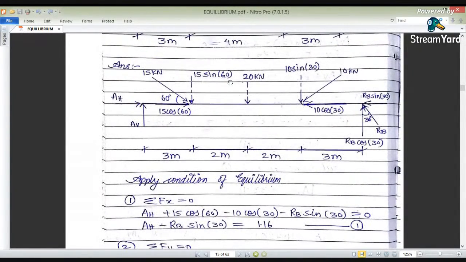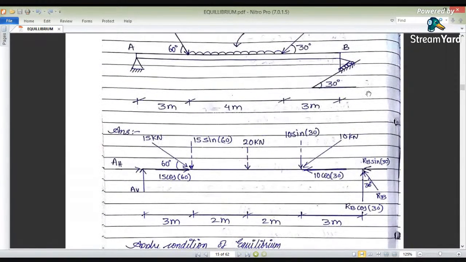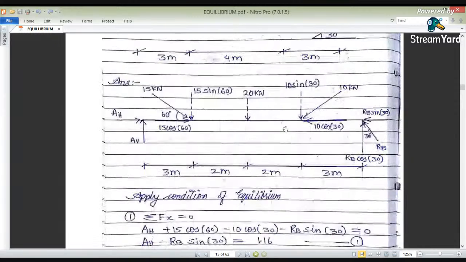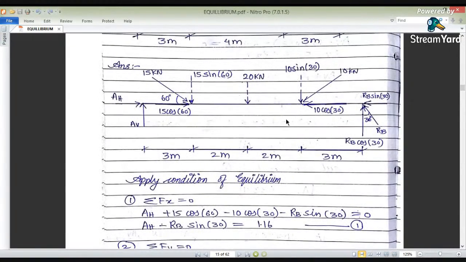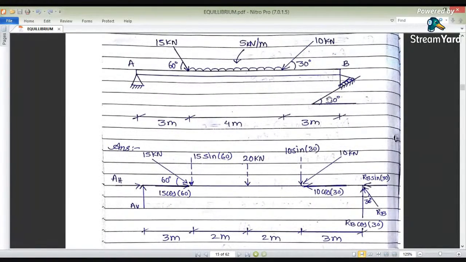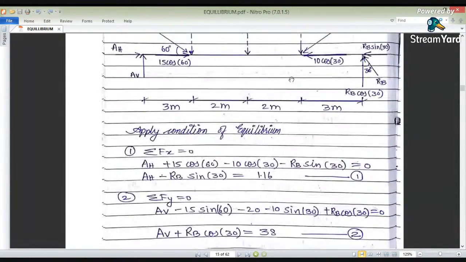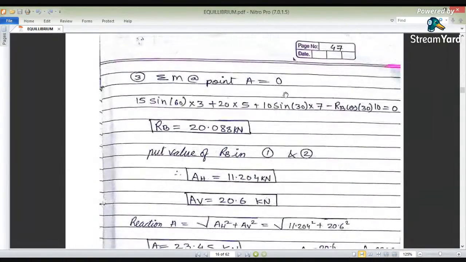A special case was given here in which the roller was in an inclined condition, in which we have resolved, or drawn a perpendicular, and transferred this 30 degrees to the vertical. So this concept related to the inclined roller condition was also important. We have taken care of it, and calculated the reactions at supports A and B.